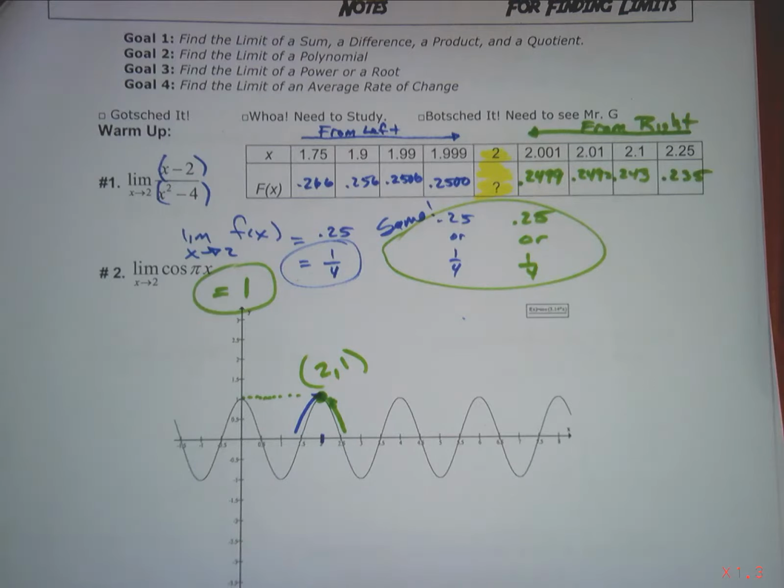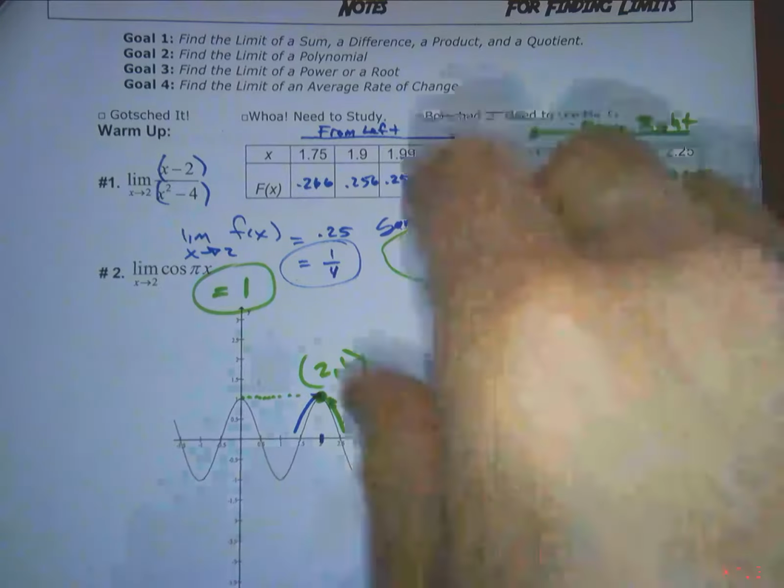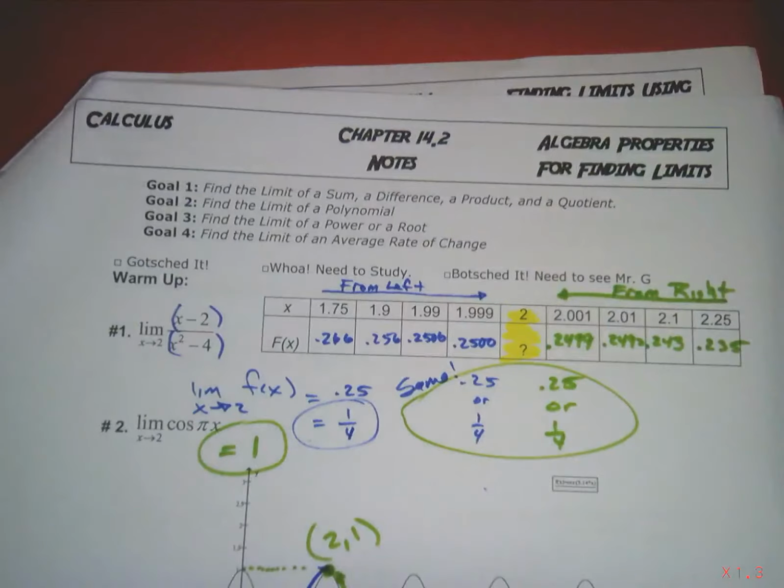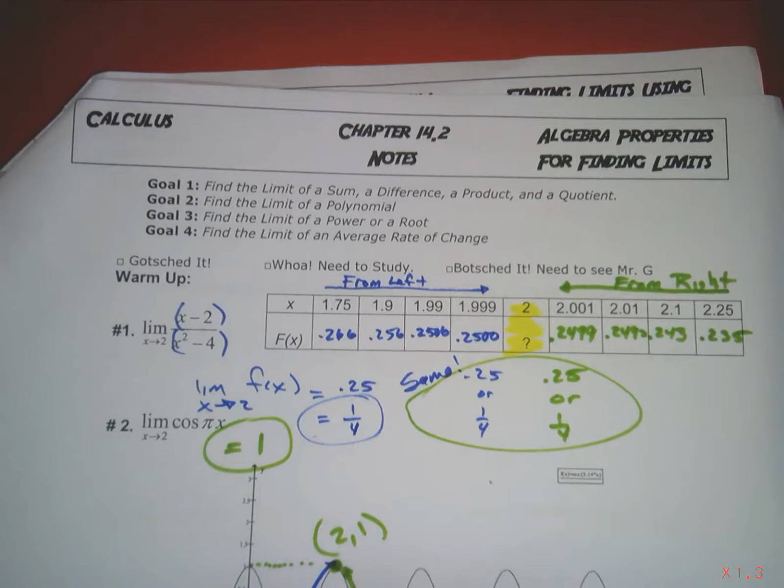All right, so now, new stuff for today. That was review from 14.1. Now we're looking at 14.2. We're looking at algebra properties for finding limits. So we're going to use a little algebra techniques.